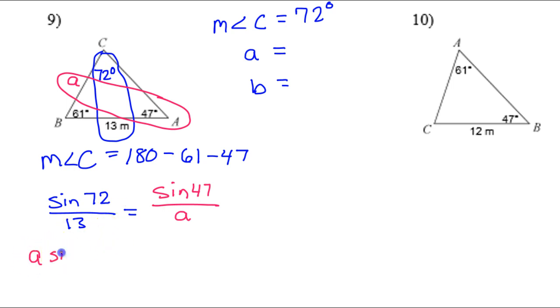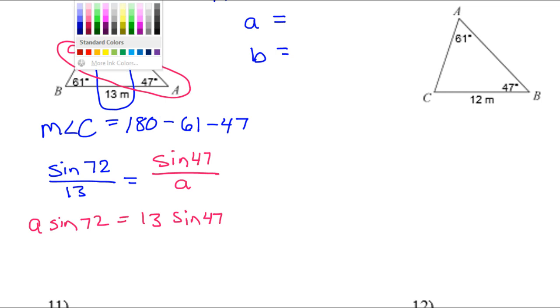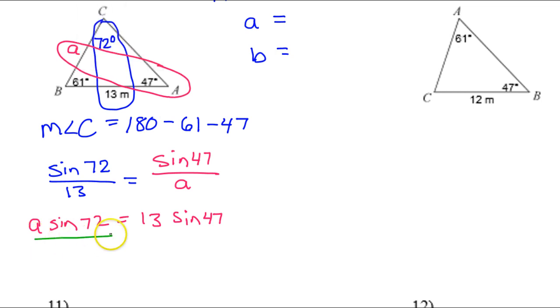So this will give me A sine 72 is equal to 13 sine 47. All right, I did this diagonal and then this diagonal and set them equal to each other. Now I'm trying to get A by itself, so I will divide both sides by sine 72. So that crosses out. So this will give me the length of side A, 13 sine 47 over sine 72.